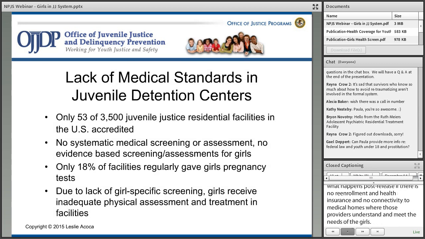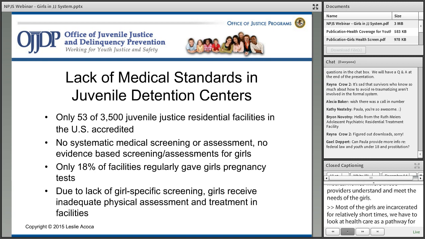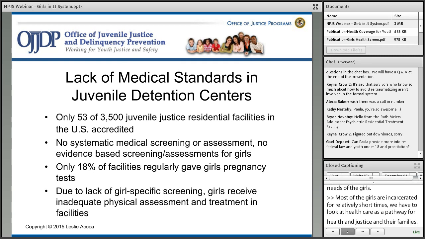These are some of the reasons why we did the Girls' Health Screen. I touched on the lack of systematic screening and assessment. Still, only 18% of facilities regularly give girls pregnancy tests, although depending on the jurisdiction, 16 to 20% of girls are pregnant while incarcerated.